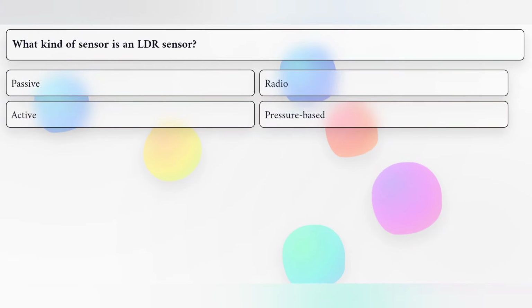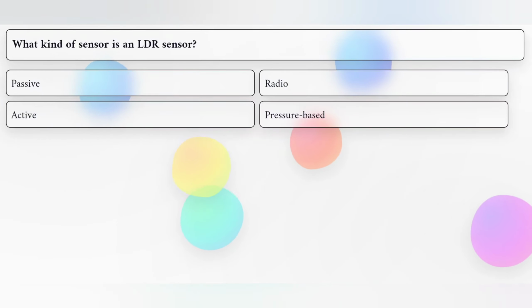What kind of sensor is an LDR sensor? Passive, radio, active, pressure-based.